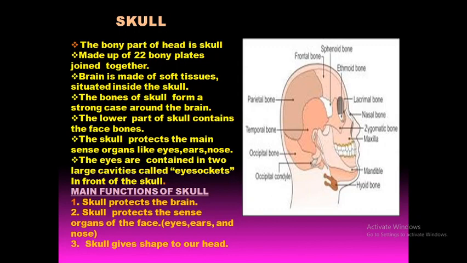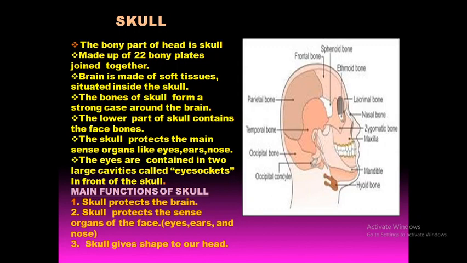That is why the brain is well protected by the skull, because you know that the brain is such an important organ of our body. If it remains exposed, it is very much vulnerable and susceptible to any damage. So to protect it, it is covered with the skull. The bones of the skull form a strong case around the brain. So in this way, the skull protects the brain.